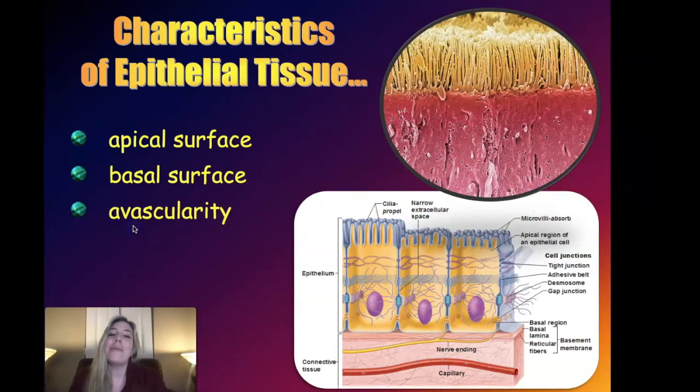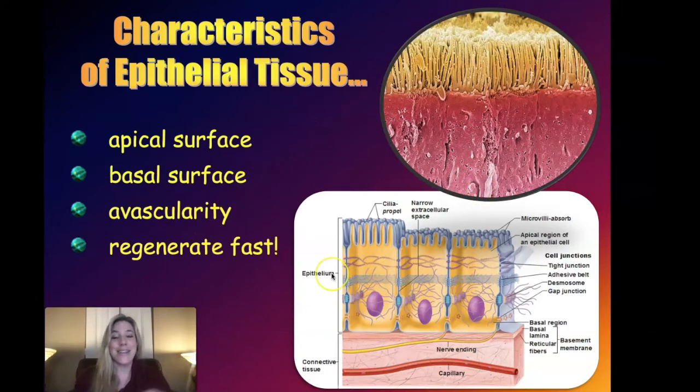Also, epithelial tissue is avascular. That means it doesn't have any blood vessels going directly through it. So if you look at the diagram here, this is the epithelium, the actual cells. Below that epithelium, below the cells, is where you get into that other kind of tissue we talked about, connective tissue. And that's where you have the vascularity, the capillaries going through, and the nerve cells. But the actual epithelium itself is avascular, there's no blood vessels there.